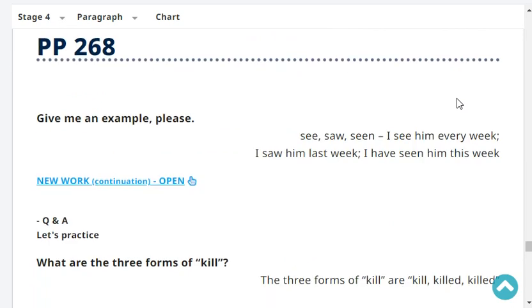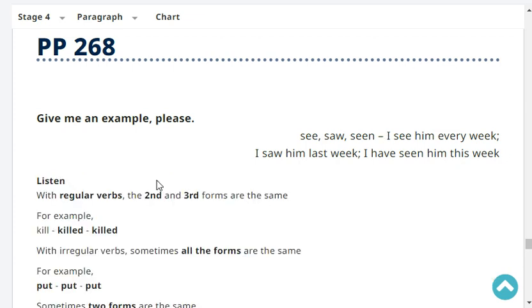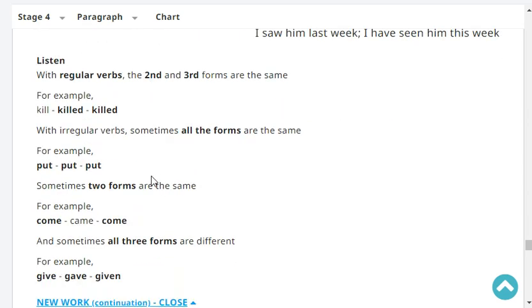See, saw, seen. I see him every week. I saw him last week. I have seen him this week. Very good. Okay, last one.